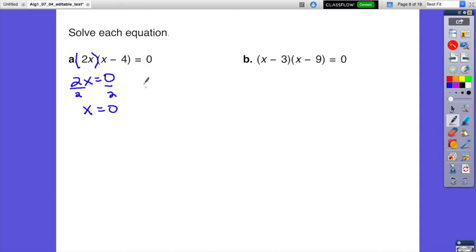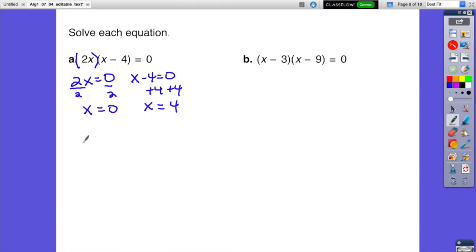That's our first answer. Our second answer is now the second set of parentheses, which is the binomial: x minus 4 equals 0. We're going to add 4 to both sides, so x is going to equal 4. So now there are actually going to be two answers, and I want to tell you what these two answers are.